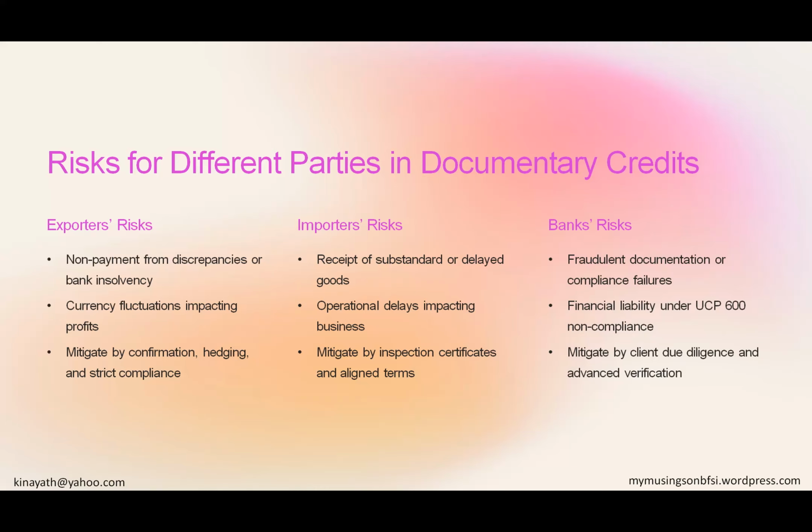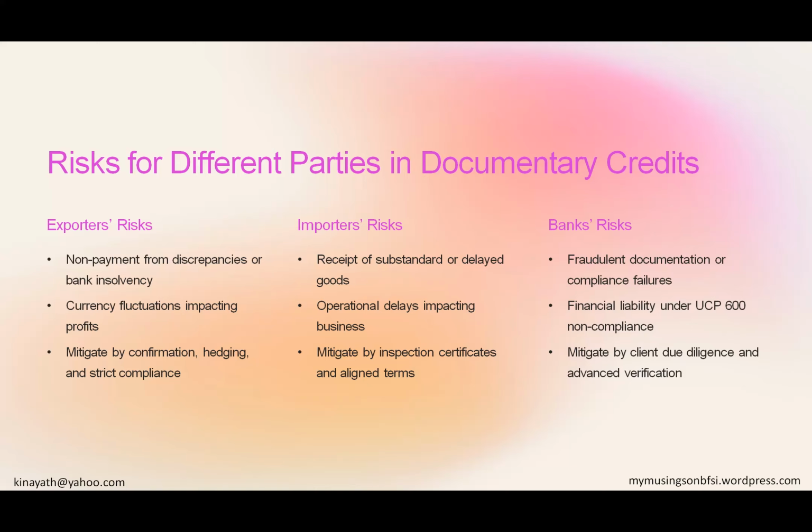What are the risks to the bank? Fraudulent documents and phantom shipment, which is a collusion between parties, is a risk to be considered. The liability under UCP 600 for non-compliance is very important for the bank, because if the bank doesn't go back to the presenter by the end of day 5 saying the documents are clean or discrepant, then they are precluded from claiming discrepancy at a later date.